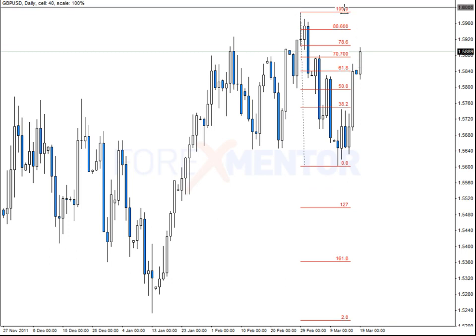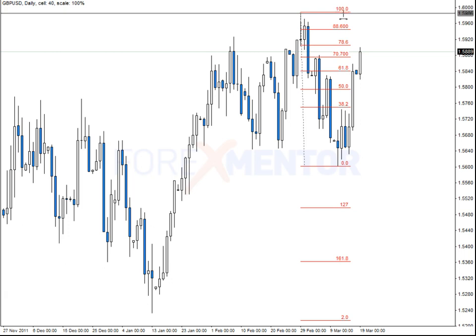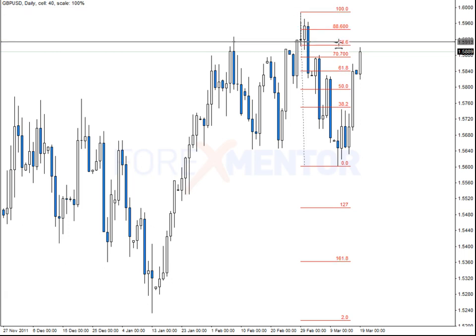Okay, so we take our horizontal tool and we draw it from the top, just move it down. You can see this area on the 79 level looks pretty good. We've also got this bullish candle before price broke to the downside. So this is an area around the 79 level that looks pretty good in terms of a place to look for a pattern.